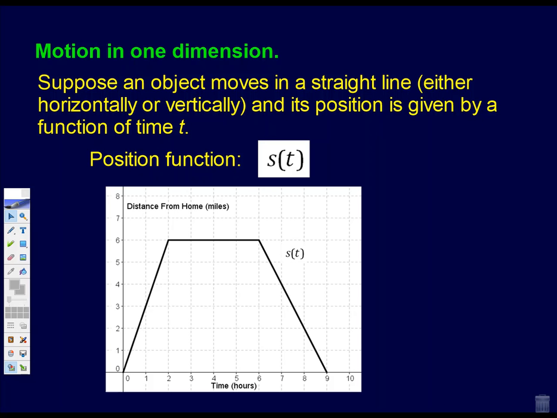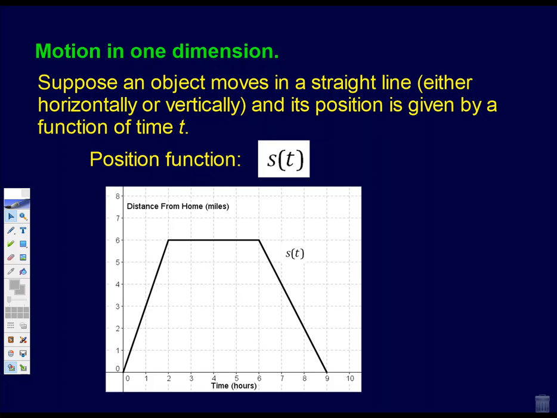Let's suppose that someone left their house, walked a good distance to their friend's house, but their friend lives on the same street as they do, so they only had to walk in a straight line to get there. And they stayed there for a little while, maybe a few hours, and then they proceeded to walk back home. And their graph might look like this.